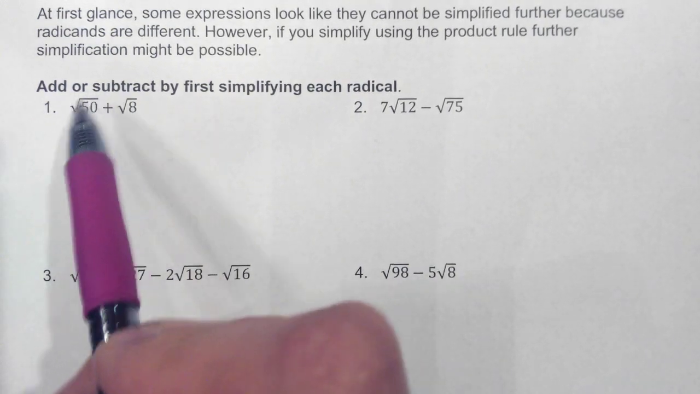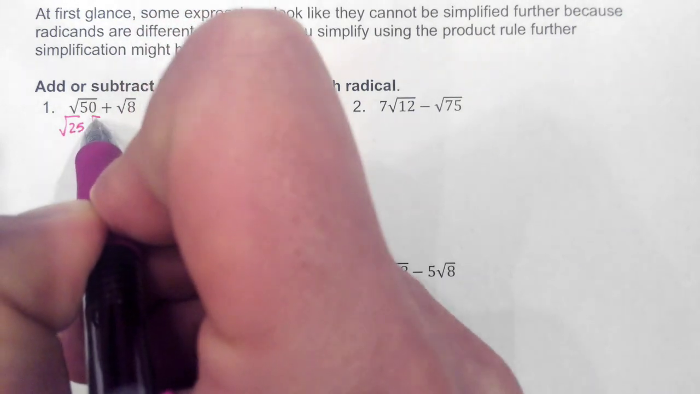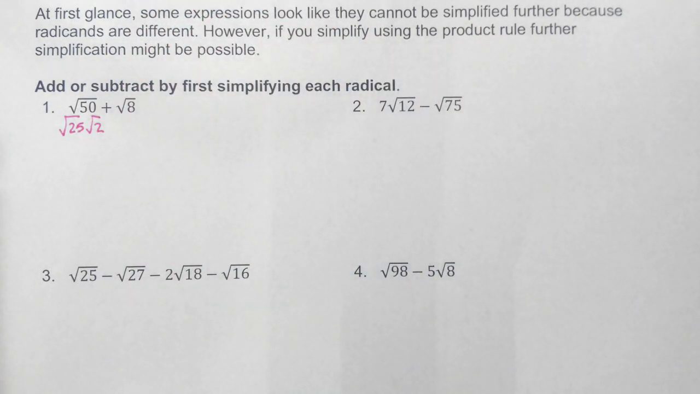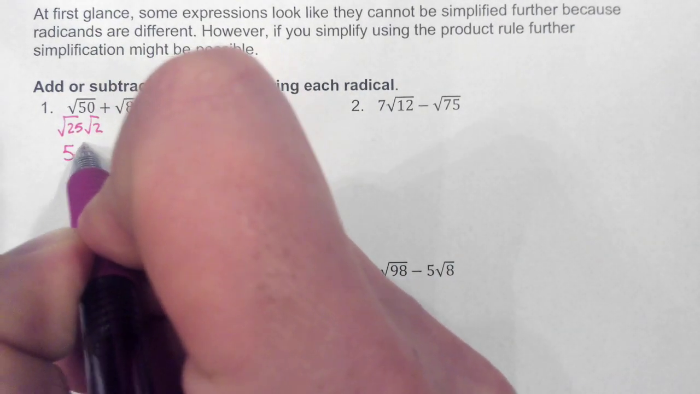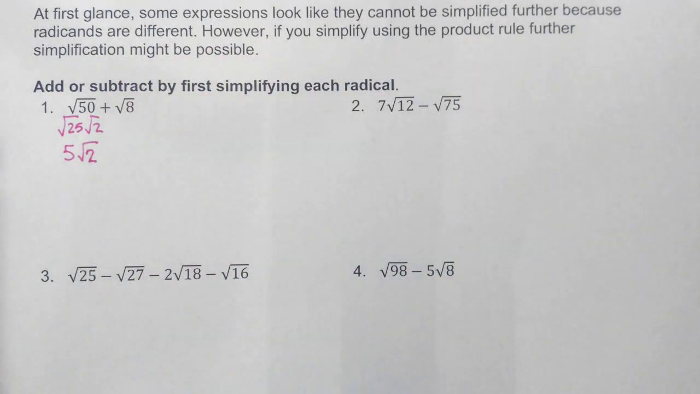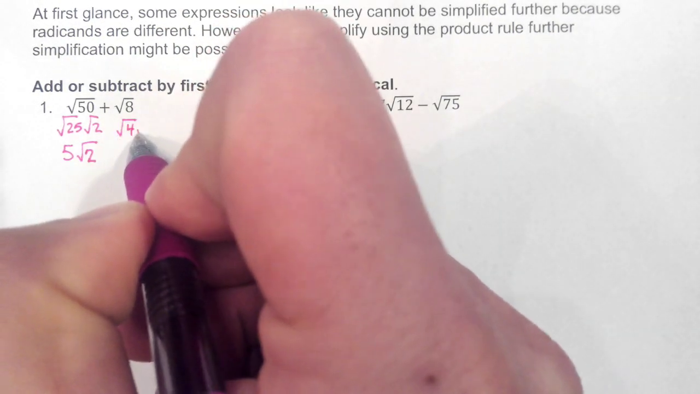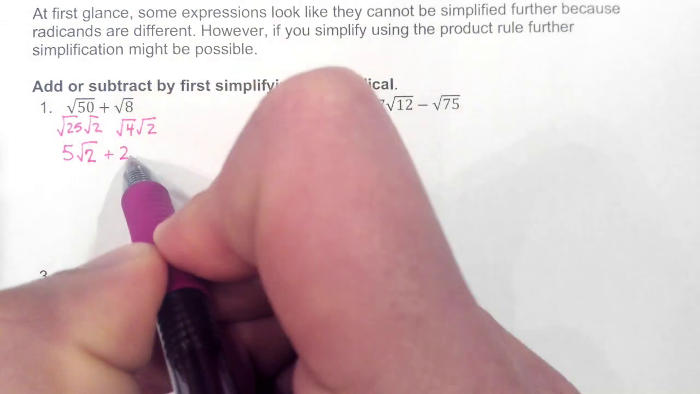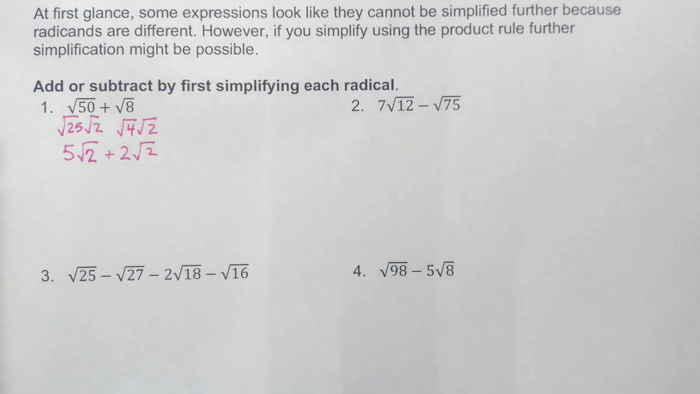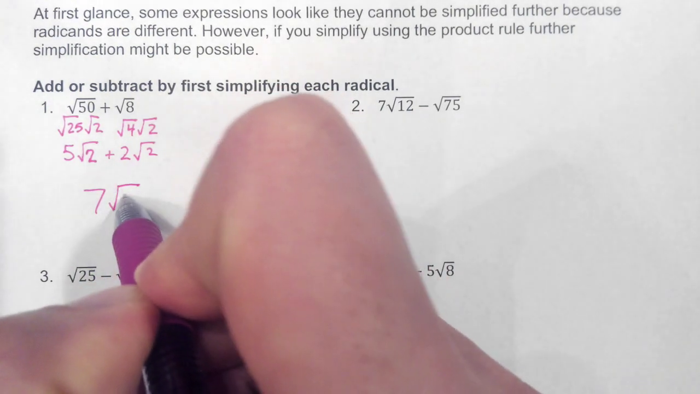What perfect square divides 50? 25. 25 times 2 is 50, so the square root of 25 times the square root of 2 is the same as the square root of 50. The square root of 25 is 5, so that simplifies to 5 square roots of 2. The square root of 8 is divisible by the square root of 4. 4 times 2 is 8, so that turns into the square root of 4 is 2 square roots of 2. Now you look at those radicals, and they are alike, so we're able to put them together to get a final answer of 7 square roots of 2.